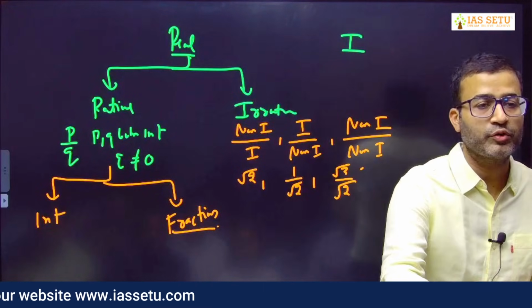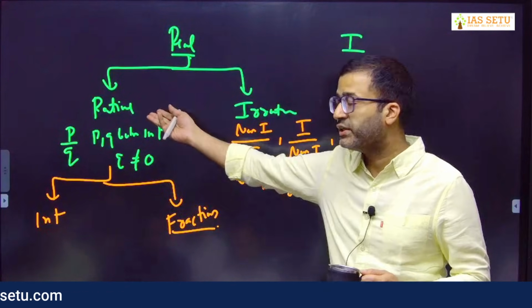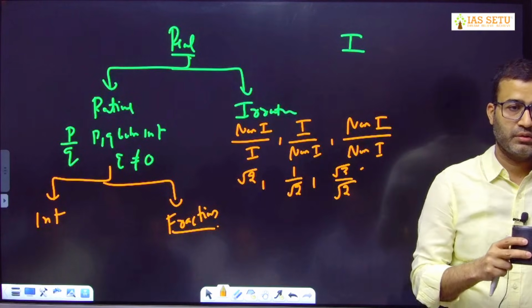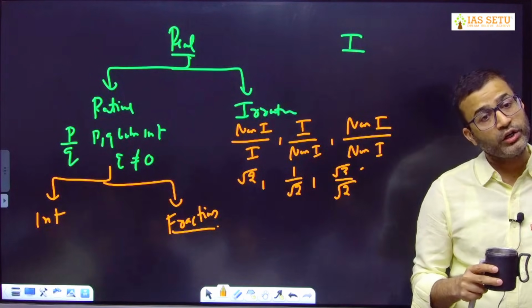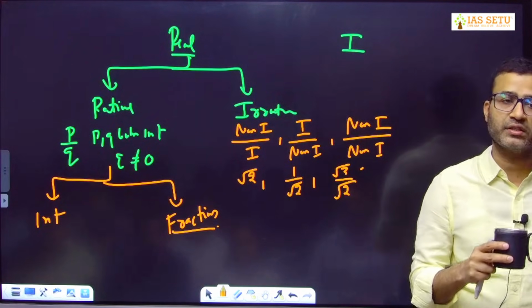When p is a multiple of q, what is this? Integer. So integer is already a set of rational numbers. All integers are rational numbers. All fractions are rational numbers.